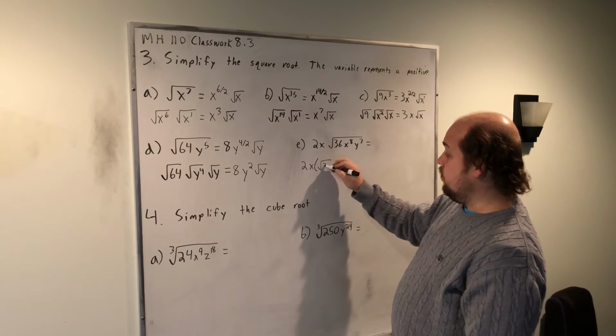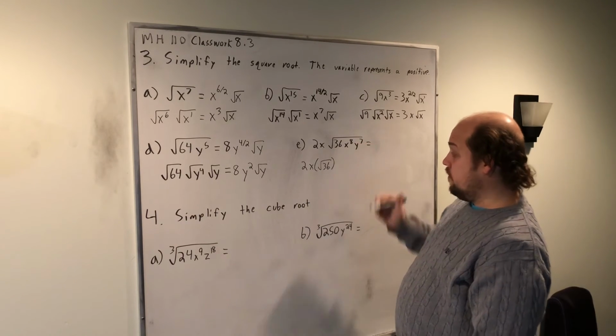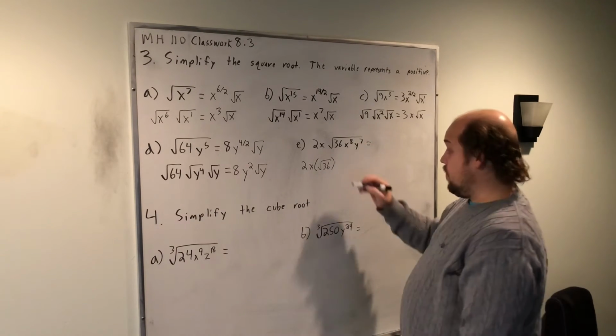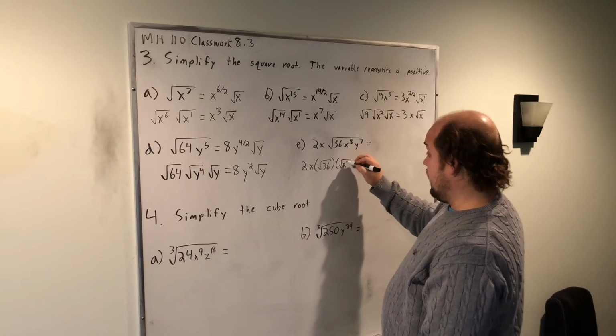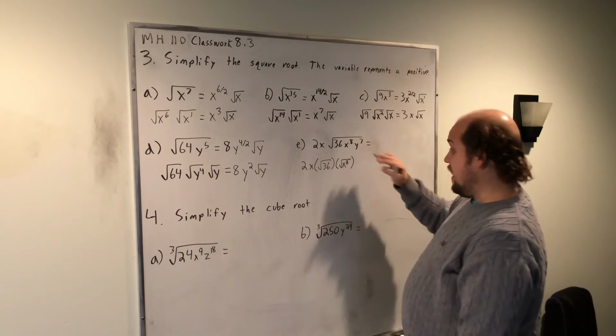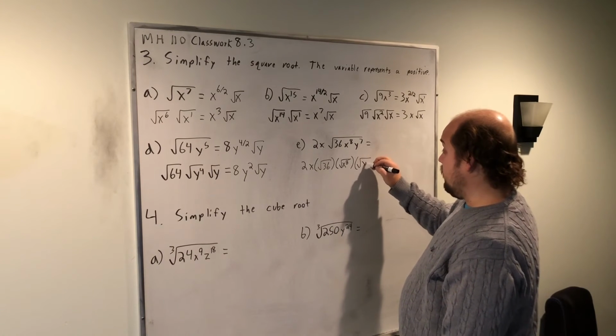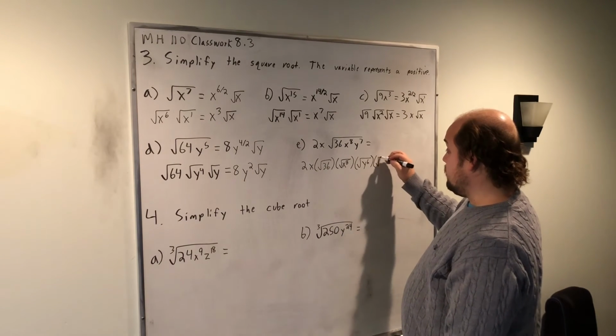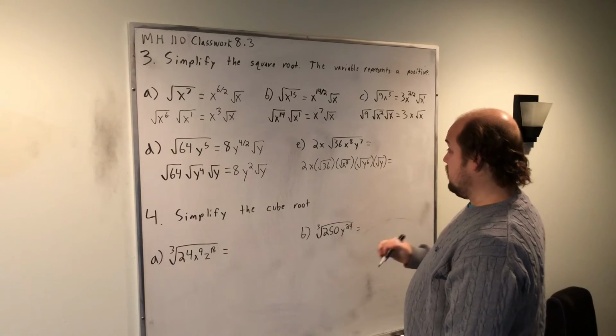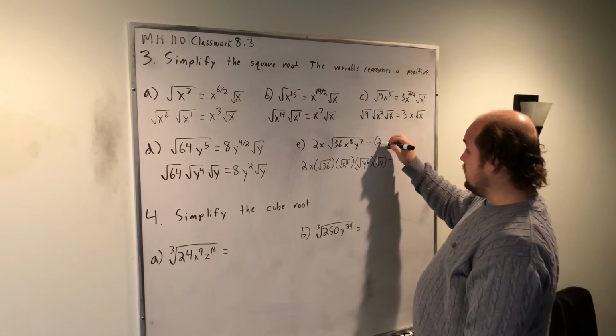Then I have the root of 36. All of the x's, since it's even, can all go under the same root, the root of x to the 8th. The y to the 7th I'm going to need to split up. The part I can take the square root of is y to the 6th, which leaves behind just the root of y. So this 2x is still in the problem.